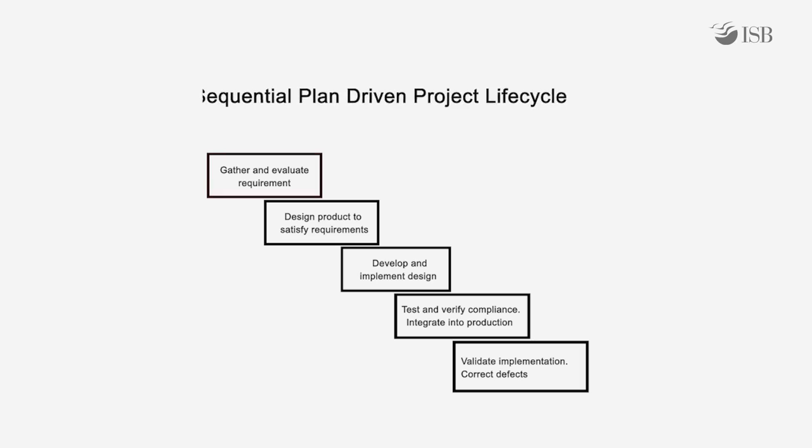The traditional sequential plan-driven project lifecycle is to gather and evaluate the requirements until you have identified all the requirements. The next stage, which is the design stage of the product, is to be undertaken only when most, if not all, the requirements are identified. There will be some overlap between the 2 phases, namely the requirements identification and design, but the overlap is typically minimal. After you design, you implement the design, test, and verify compliance before getting into production, and finally validate the implementation and correct the defects. So basically the plan goes sequentially with some overlap from getting the requirements, designing, implementing, testing, validation, and correcting the defects.